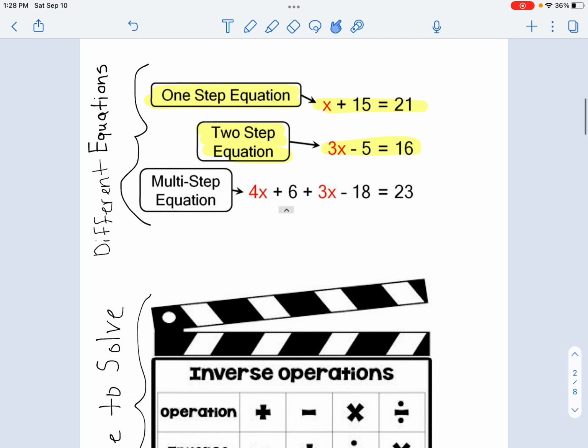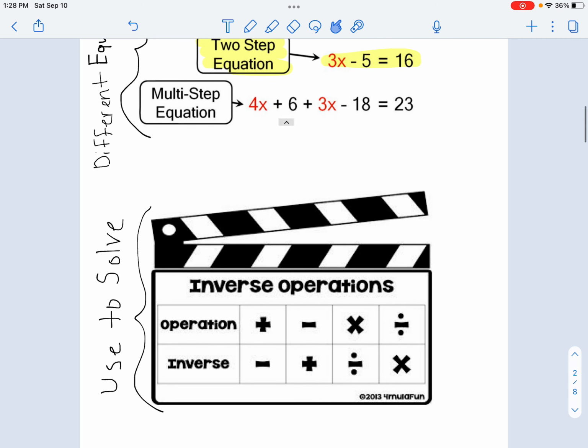So to solve these equations, you're going to use inverse operations, meaning if you see addition, you're going to use the inverse and you're going to subtract. If we see subtraction, we're going to use the inverse and we're going to add. Same with multiplication. If we see that, we're going to divide, and if we see division, we're going to multiply.